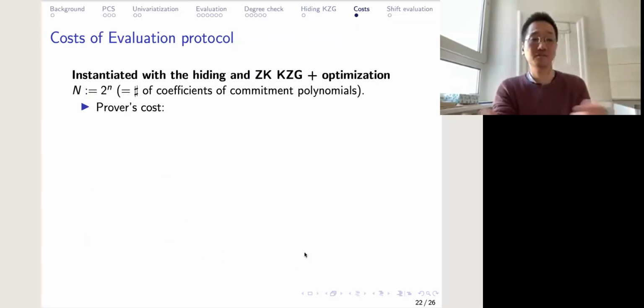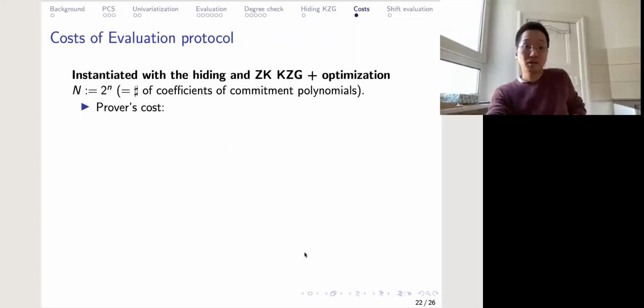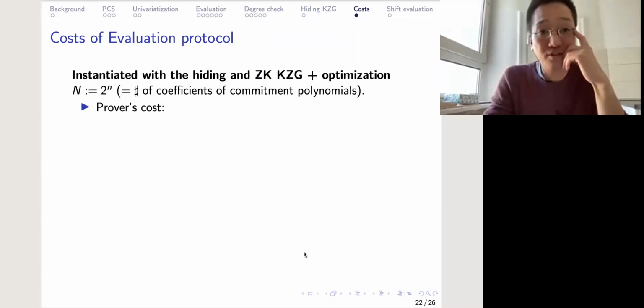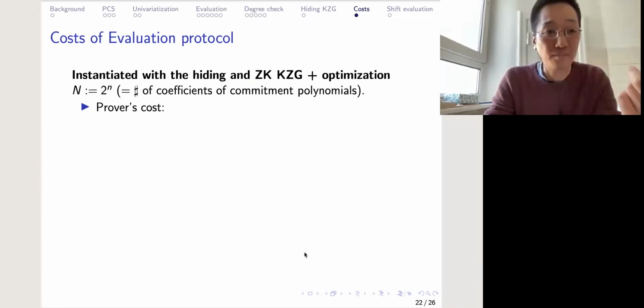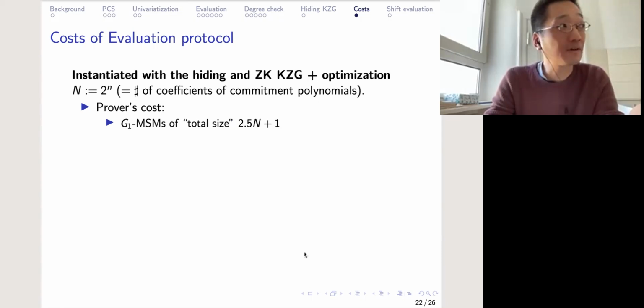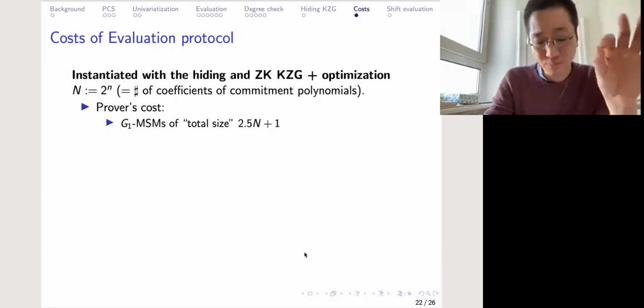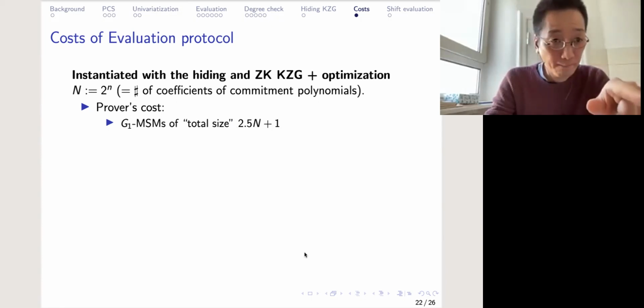Yeah, so let's talk about the cost evaluation of this scheme. When Zeromorph is instantiated with the hiding and ZK KZG, and if we perform a little bit of optimization, we get this cost, where capital N is the number of coefficients. I didn't include the field operations in this cost, but field operations are linear in N, with a small coefficient, so we ignore them.